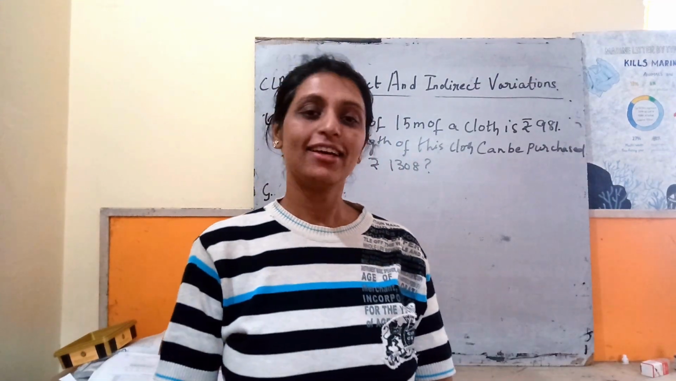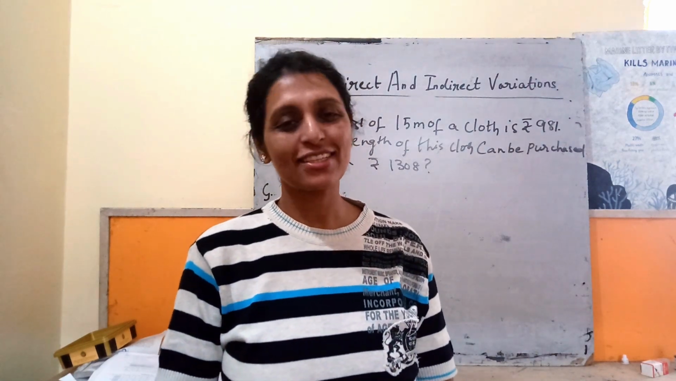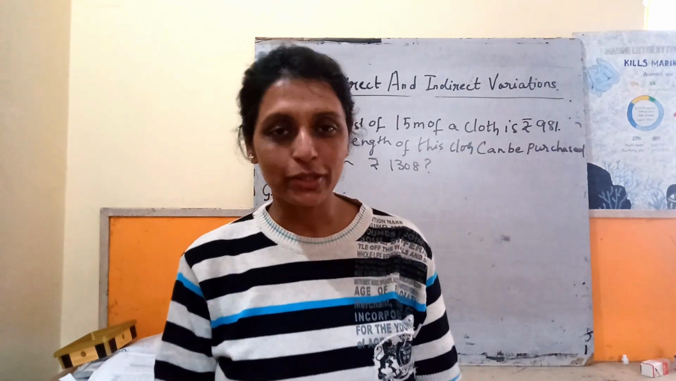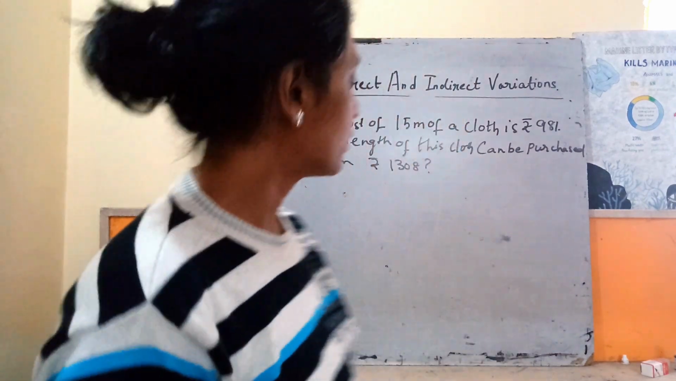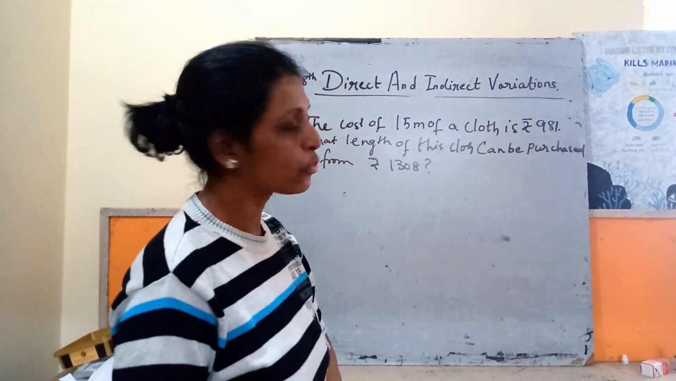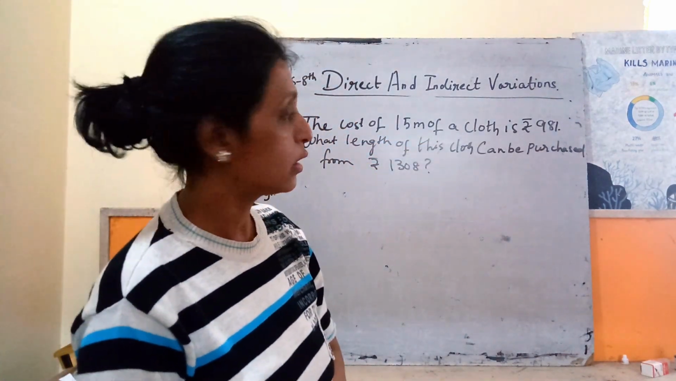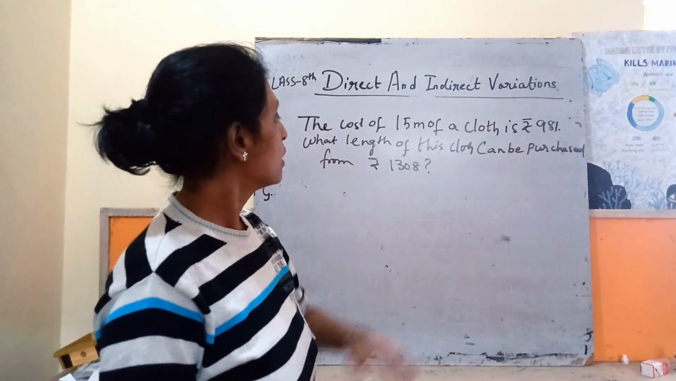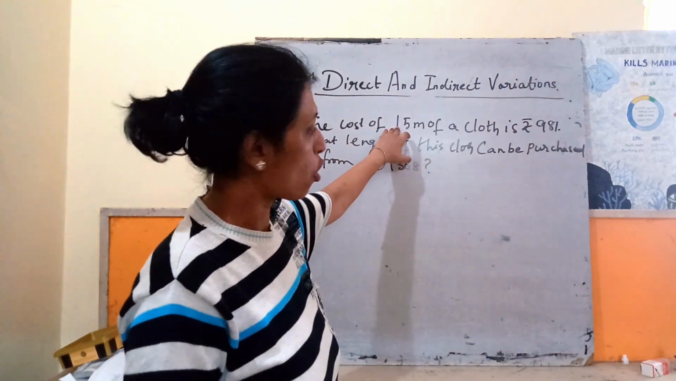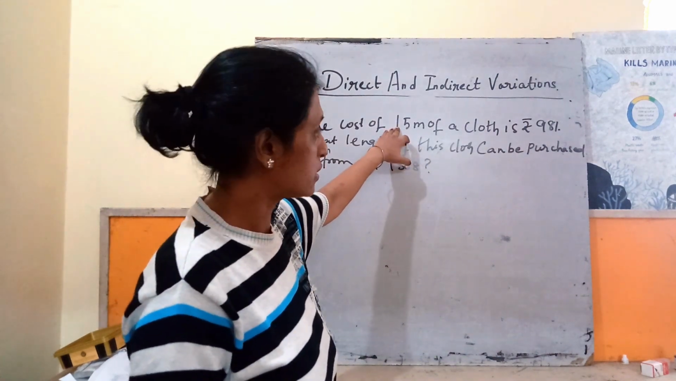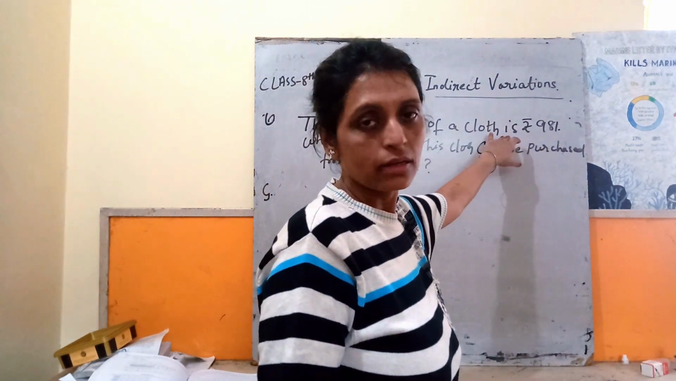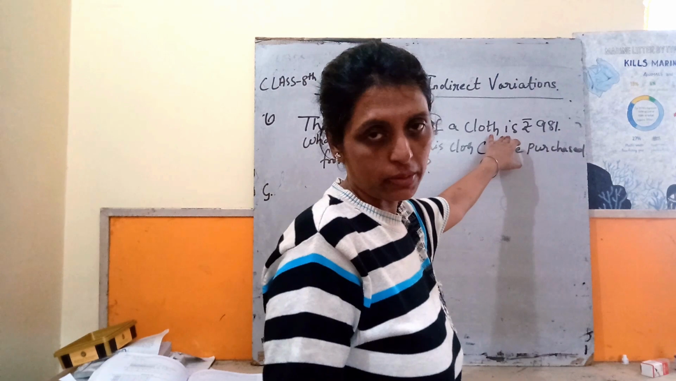In this video again, I'm going to discuss one of the word problems of direct and inverse variation. The question says that the cost of 15 meters of a cloth is rupees 981. So 15 meters will be the first quantity, that is the length of the cloth. We will take it as the first quantity, and the price of that cloth we will take as the other quantity or variable y.